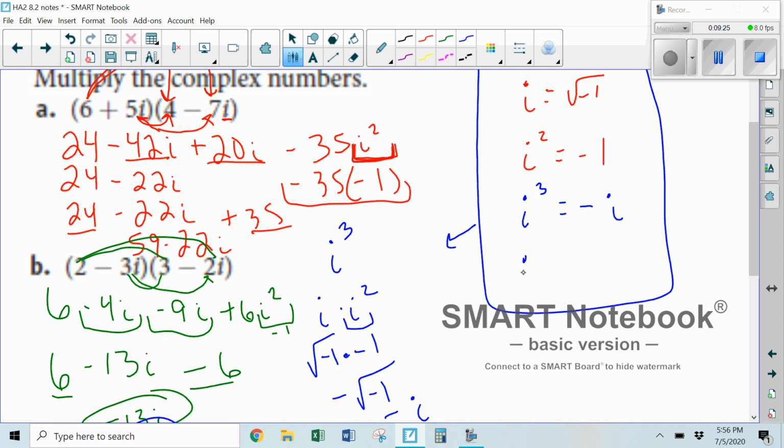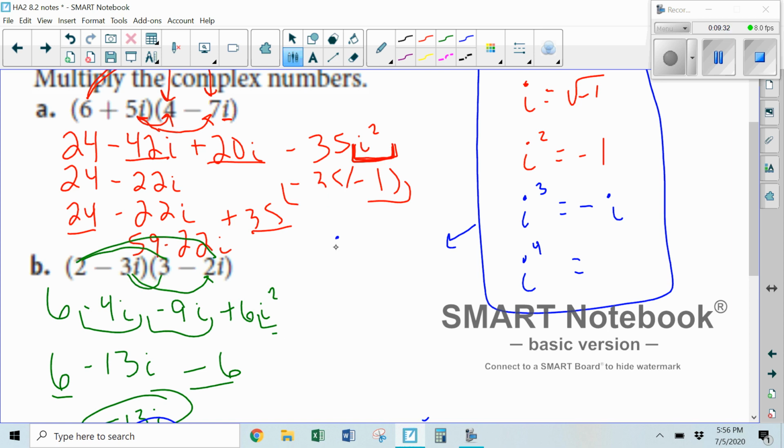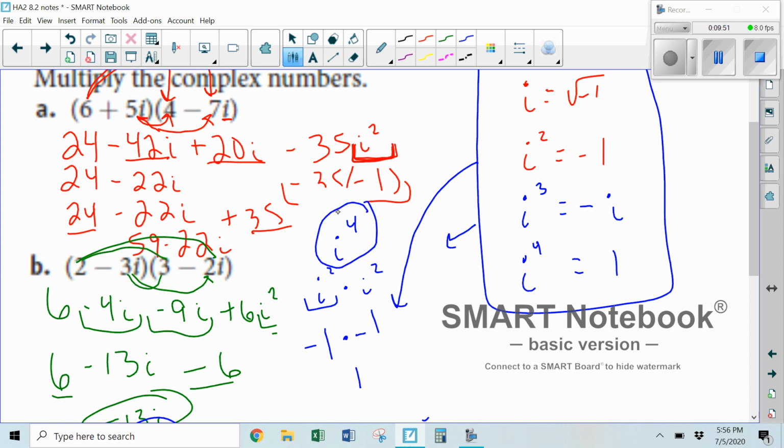And the last one we're going to do is i to the 4th. So let me erase some of this. Isn't i to the 4th the same as i squared times i squared? And what is i squared? It's negative 1. That's what this says right here. So negative 1 times negative 1 is 1. So what's really cool is if I have an imaginary number and I have that to the 4th power, I actually get a real number, the number 1, which is pretty cool.